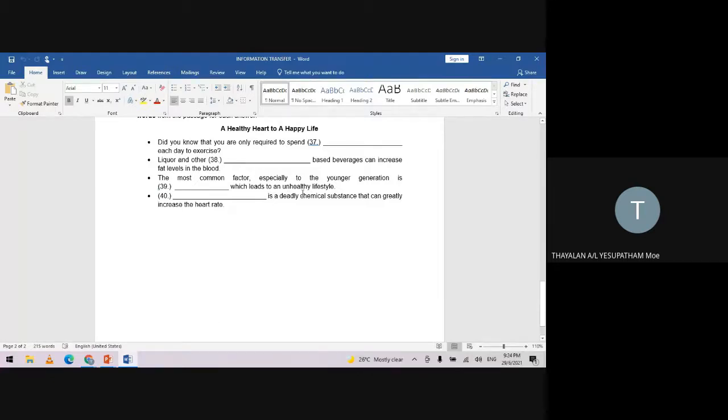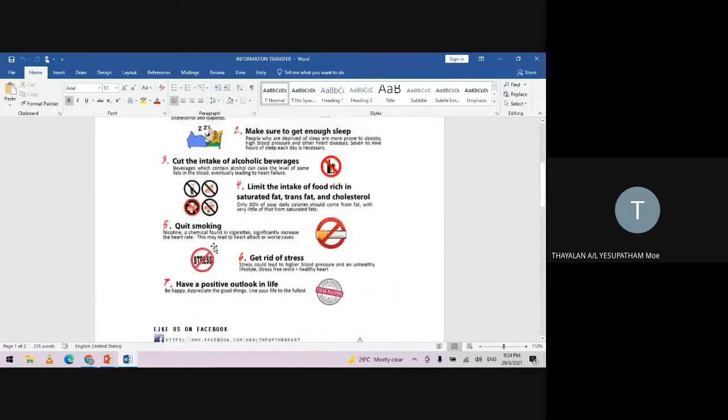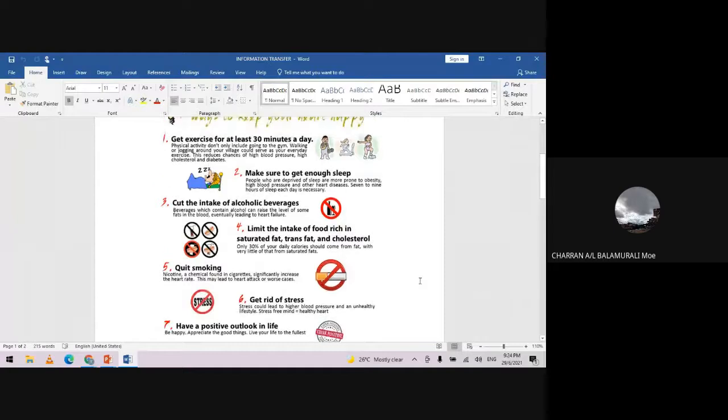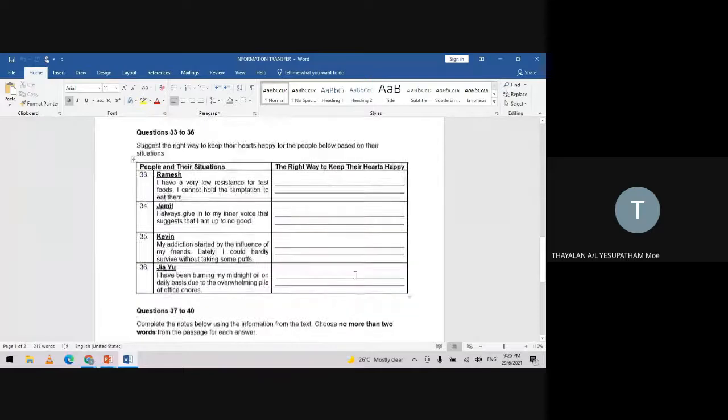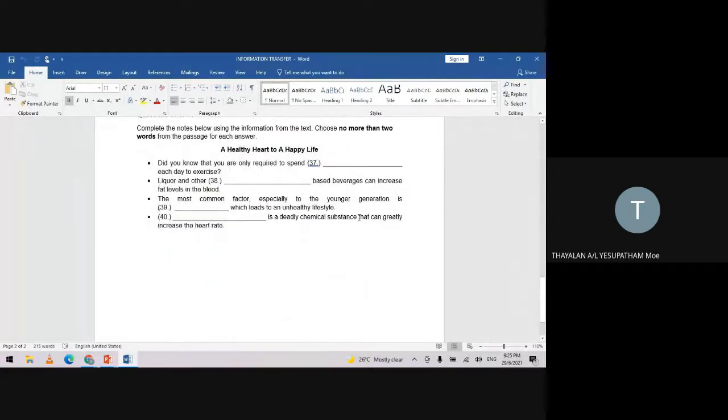And the last one is a deadly chemical substance that can greatly increase the heart rate. What is that chemical substance? Nicotine. Can we say cigarette? No, sir. What should be the answer? Nicotine. Yes. The answer is nicotine. So nicotine is a deadly chemical substance. This is the clue there: the deadly chemical substance that can greatly increase the heart rate.